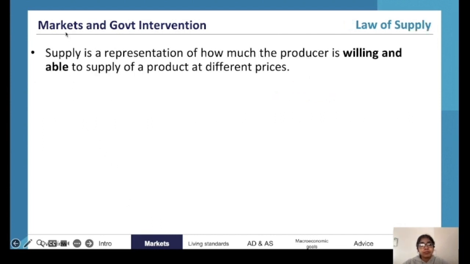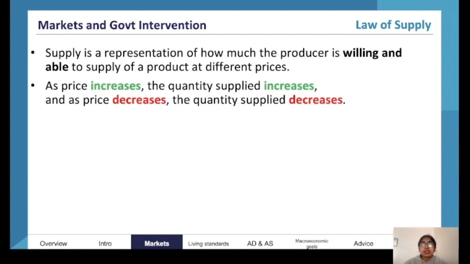Okay, next is supply. Supply is all about how willing and able suppliers are to supply a good or service at different prices. So this is the law of supply: as the price increases, the quantity supplied also increases, and as the price goes down, the quantity supplied also goes down. So it pretty much says that they are directly proportional. A higher price means that suppliers want to produce more.